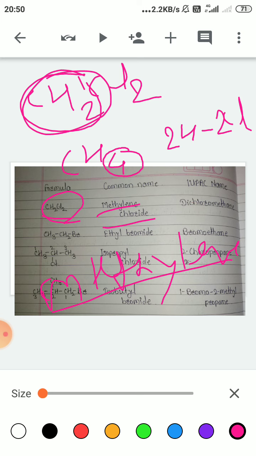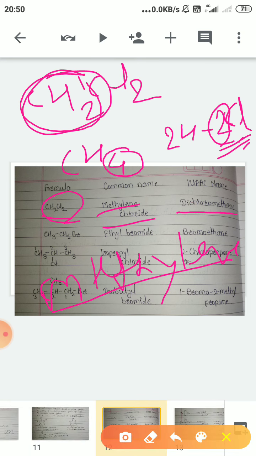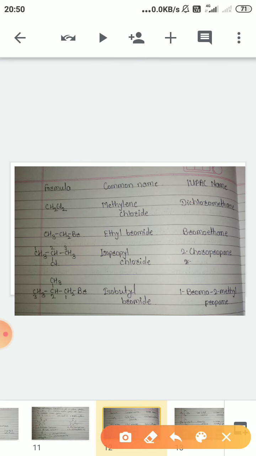For the IUPAC name system, how many halogen atoms are replaced there? Two hydrogen atoms are replaced by 2 chlorine atoms. As it contains chlorine atoms, it is chloro, and as it contains 2, it is dichloro. As it is a derivative of methane, the name of the compound is dichloromethane. Now see the next, CH3CH2Br.